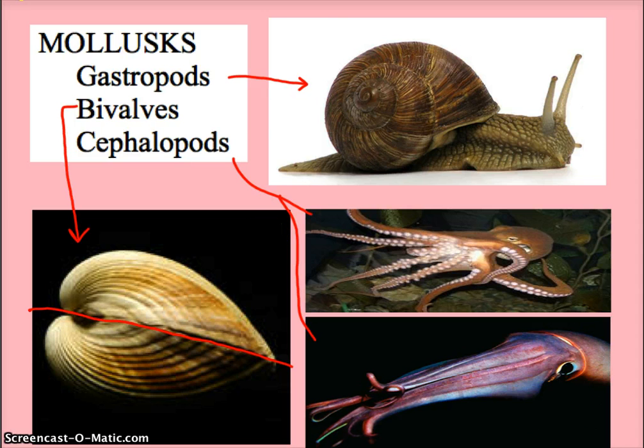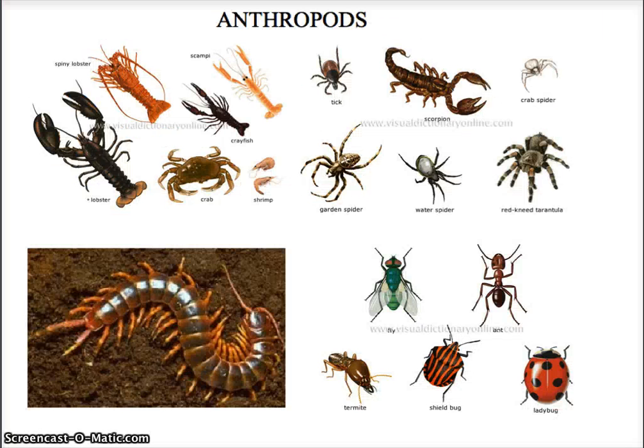Another category is arthropods. Arthropods have an exoskeleton, which means the skeleton is on the outside, not on the inside, and segmented body parts. Yes, they do have bilateral symmetry. You could draw a line right down there if it were a better line, and it would have bilateral symmetry.